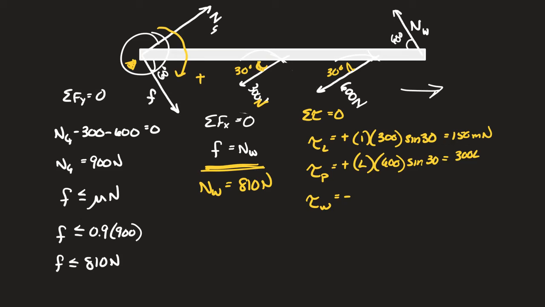My last torque is a torque from the wall, and I'm going to use the normal force of 810. That's the maximum normal force from the wall. So that'll be located with a torque arm of 2 meters because it's at the end of the ladder, times 810 times the sine of 60 degrees.